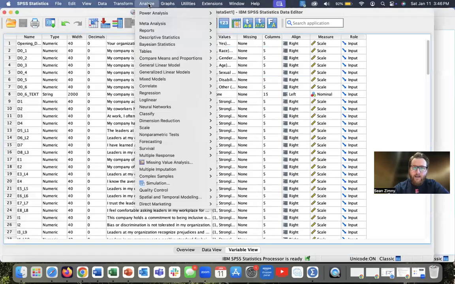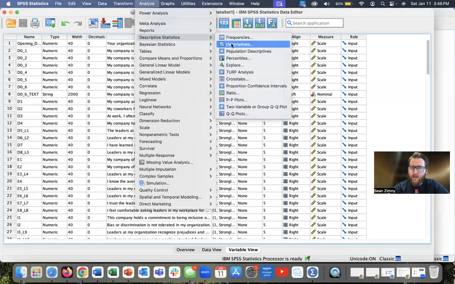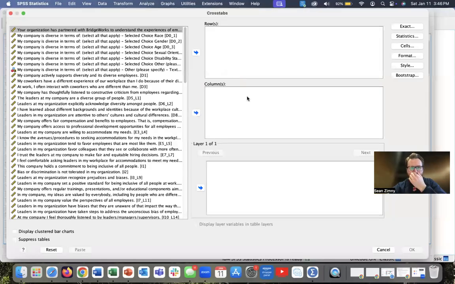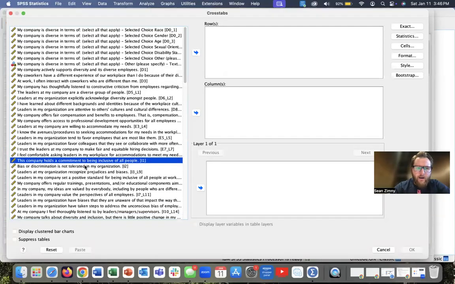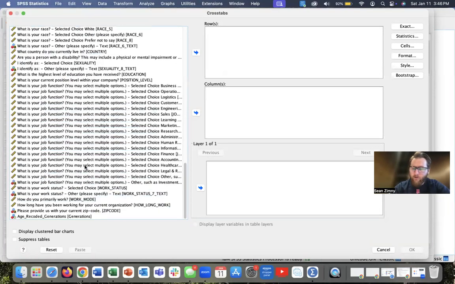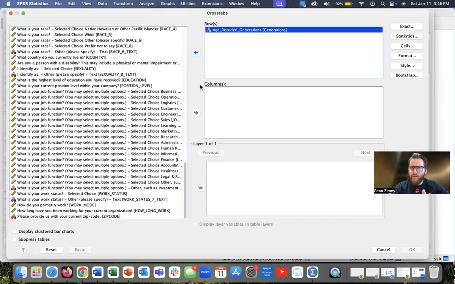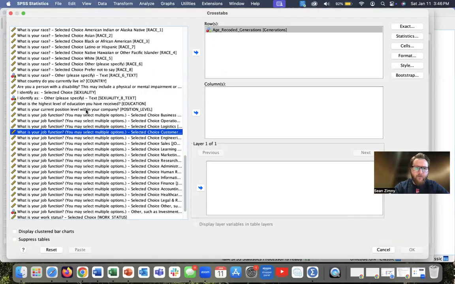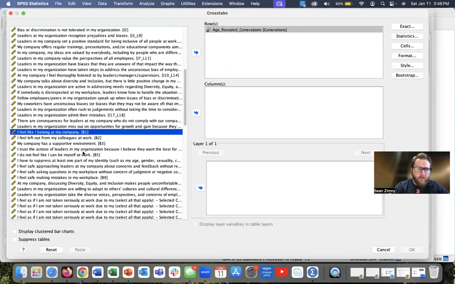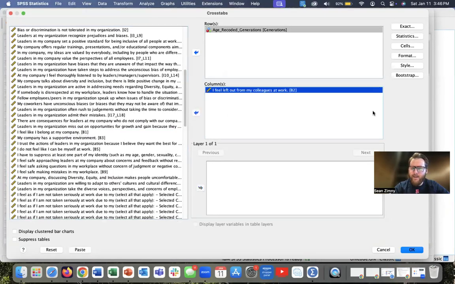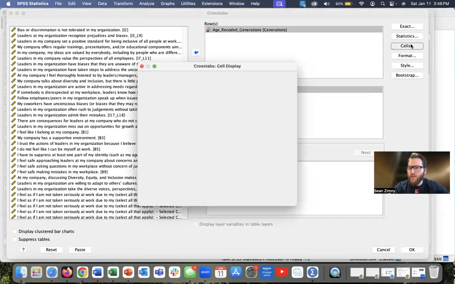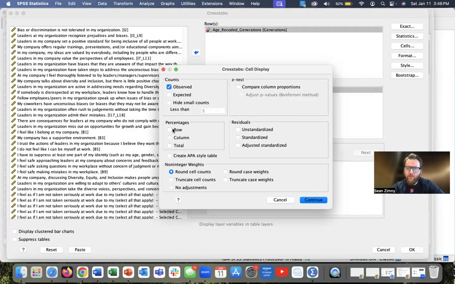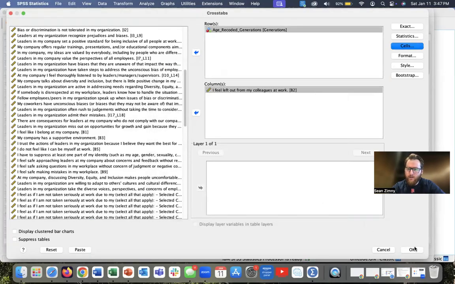Now let's run a crosstab. Let's go down to Descriptives again after Analyze, and go over to Crosstabs. What do we want to look for in the row? For our crosstabs, we need a demographic question and then a core content question. I'm going to do this age recoded generations. That's an interesting one. I'm going to put that as the demographic question in the row. And for the column, let's do "I feel left out of my colleagues at work." Remember, we're going to go to Cells here. We're going to make sure the counts are observed. We want percentages in rows and total. Click Continue. Now let's do this.